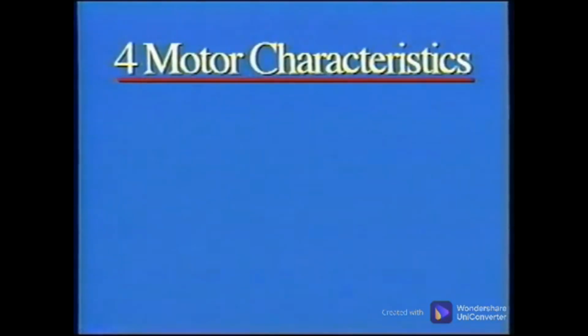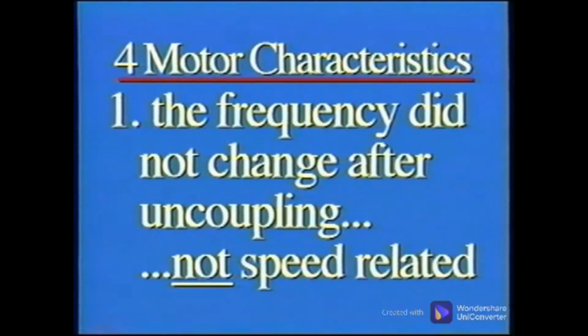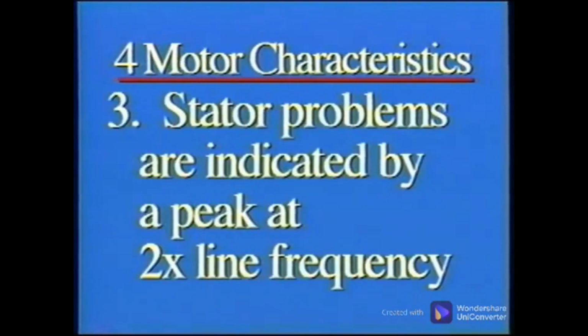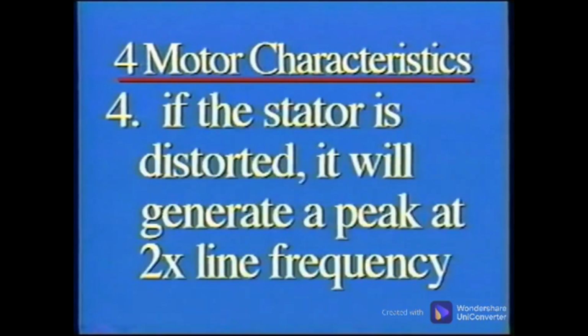The 4 characteristics that he used to arrive at a solution are: 1. Since the peak did not move in frequency after the motor was uncoupled, it probably was not speed related. 2. The previous data had a resolution of about 1 Hertz and therefore could not differentiate the 2 times peak from 2 times line frequency. 3. Stator problems are indicated by a peak at 2 times line frequency. And 4. Since the stator is flexible and is tied to the housing, it could be distorted, generating a peak at 2 times line frequency.